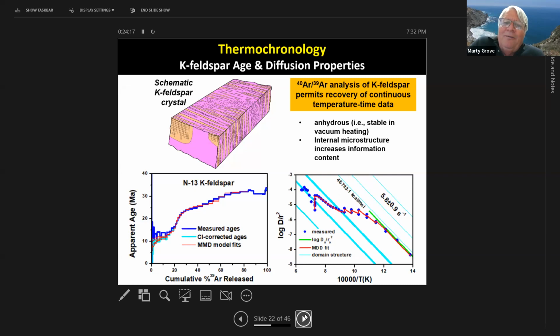Even more important than that is that K-feldspar has a rich array of microstructures that basically cause the ability of K-feldspar to retain radiogenic argon to be variable. And we could take advantage of that by performing incremental heating experiments in which we develop not only the age spectra shown here on the left for a potassium feldspar, but we also calibrate the diffusion properties of the material at the same time.